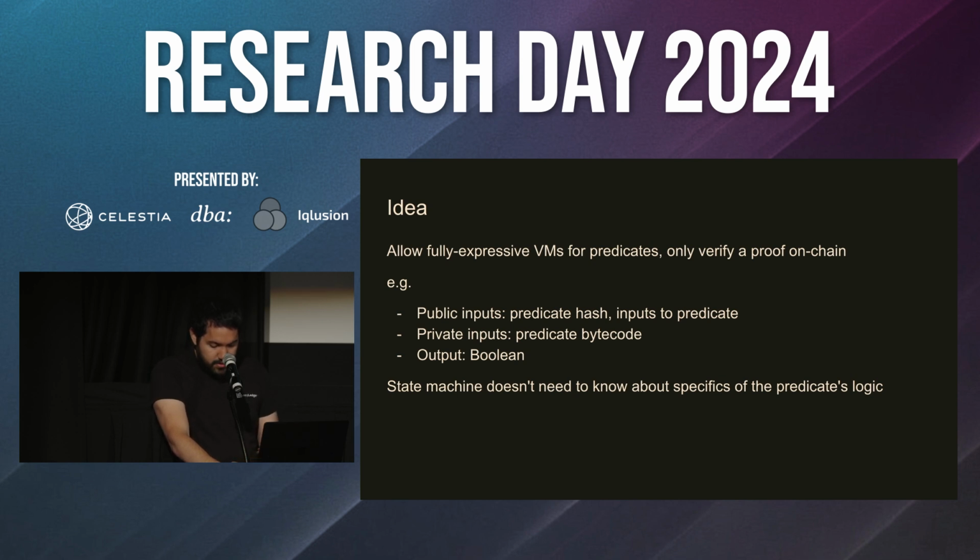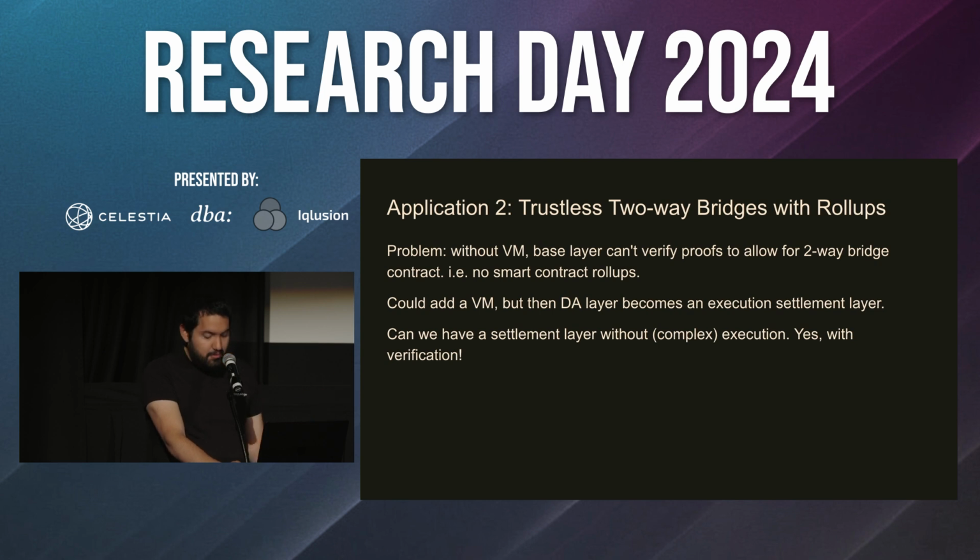So as inputs to verify a proof, you could pass in things like the hash of the predicate and the inputs to the predicate, and then verify that proof. And the predicate itself, the predicate bytecode, you never really need to reveal it. You can just put it entirely as private inputs in the proof. And then the proof will output a Boolean 0 or 1, and then you just have the Celestia state machine basically determine transaction validity based on that.